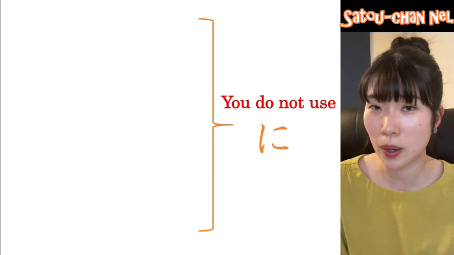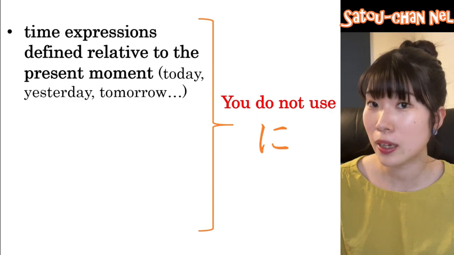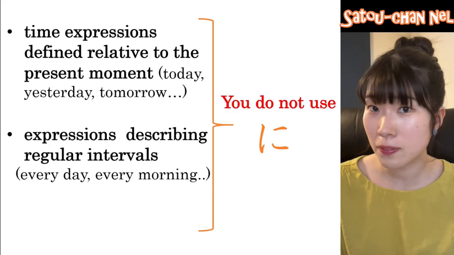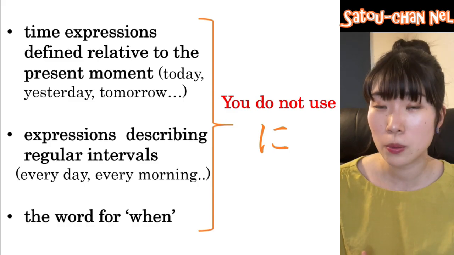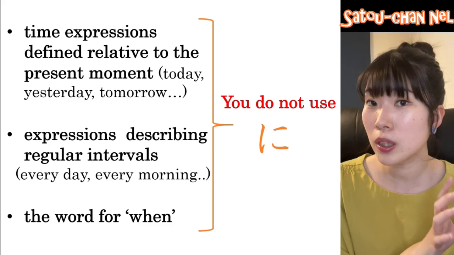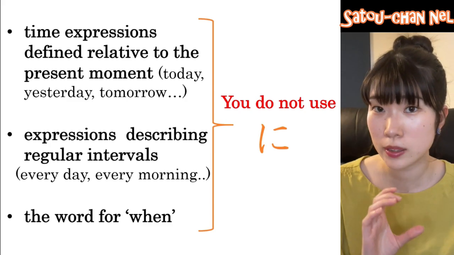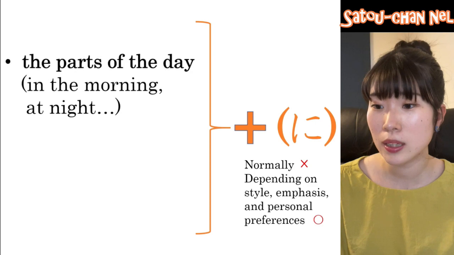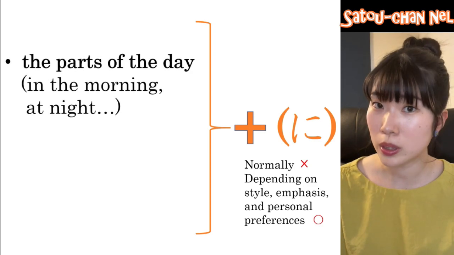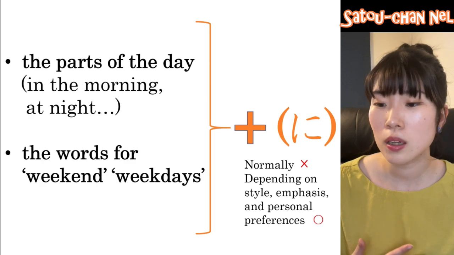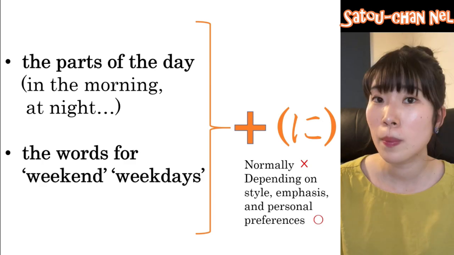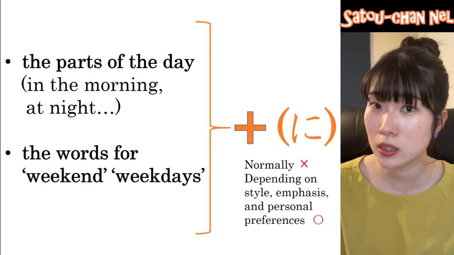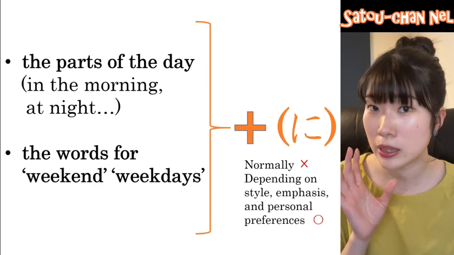However, don't use particle ni after words like today, tomorrow, yesterday, and every day, every morning, and also the word for when. So ni cannot be used after these words. Normally, we don't add particle ni after the parts of the day, like in the morning, at night, and also the words for weekend or weekdays. But depending on the style, emphasis, and personal preferences, ni can be used after these words.